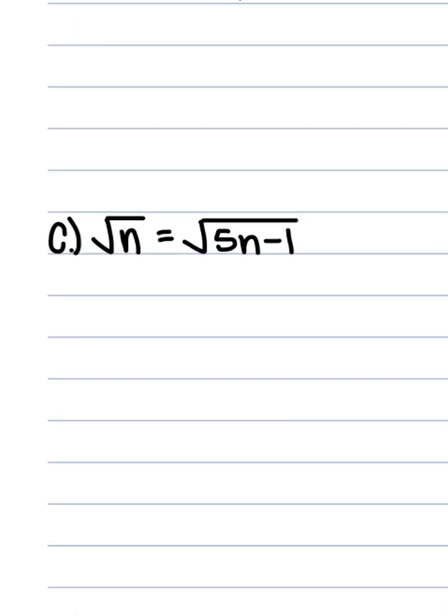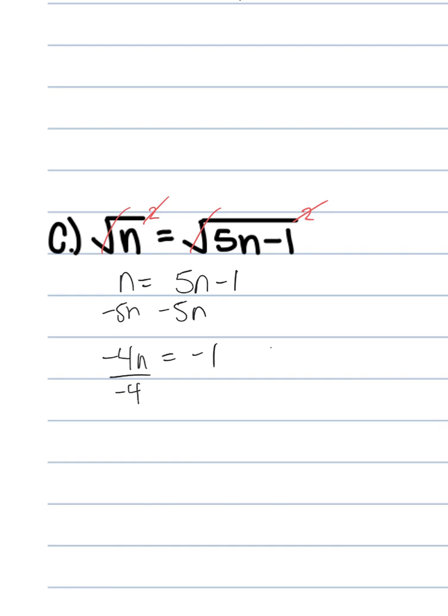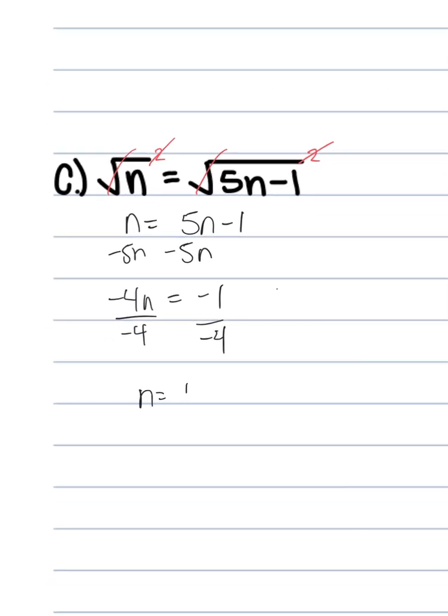All right, and then we will do C as well. This one, square root on both sides, square them, okay? The square and the square root cancel. We've got n equals 5n minus 1. You would subtract 5n from both sides. That's an n, not an x. Minus 5n, you get negative 4n equals negative 1. Divide by negative 4, divide by negative 4. We've got n equals 1 over 4, positive.